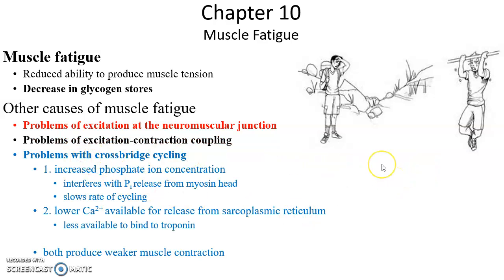Another problem could be associated with the cross-bridge cycling. We could have an increase in phosphate ions, making it more difficult to release phosphate from the myosin, slowing down the cross-bridge cycling. We could also have low levels of calcium ions. If there's not enough calcium being released by the sarcoplasmic reticulum, then fewer troponin proteins will be able to bind calcium ions to initiate the contraction. So in either case, too much phosphate or not enough calcium would lead to weaker muscle contractions.